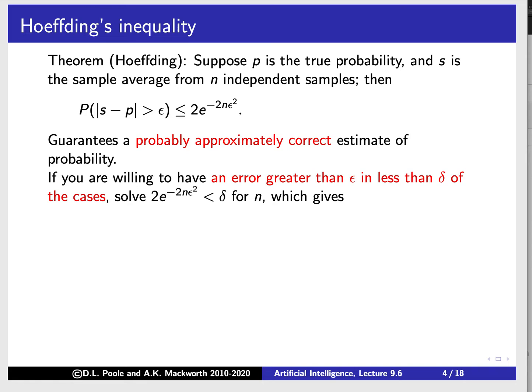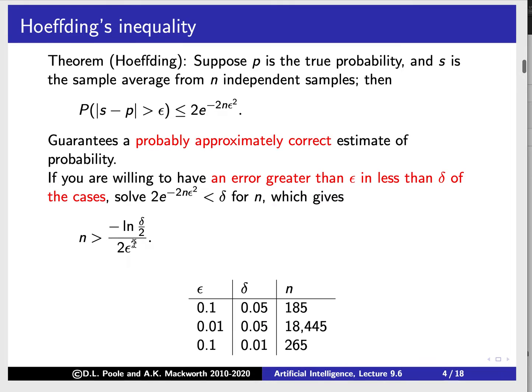All right. So if you're willing to have an error greater than epsilon, so this is my error, in less than delta of the time, you might want an error bigger than 0.1 in less than 10% of the cases. We're going to solve this, it's got to be less than delta. We're going to solve this for n, because we want this probability of error bigger than epsilon to be less than delta. And you can now solve it for n, and you get this. Don't worry about what it says here, but what's interesting for us is this table.